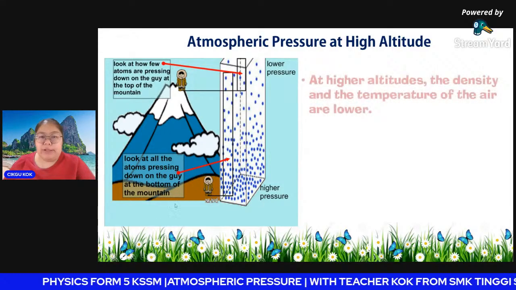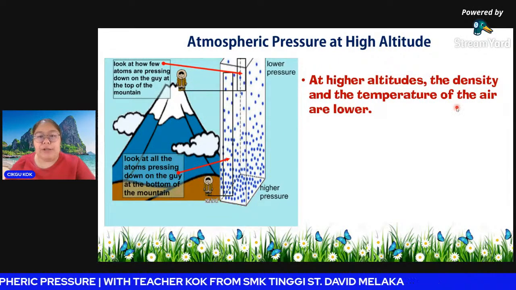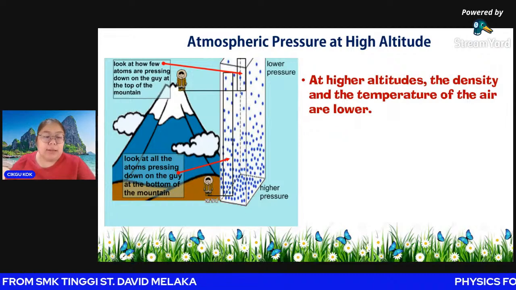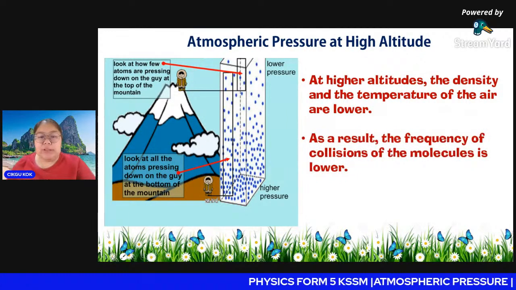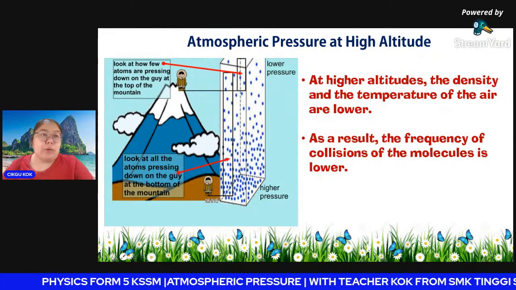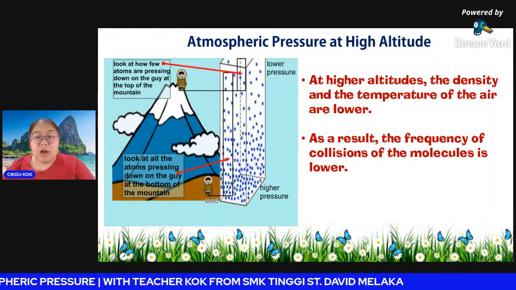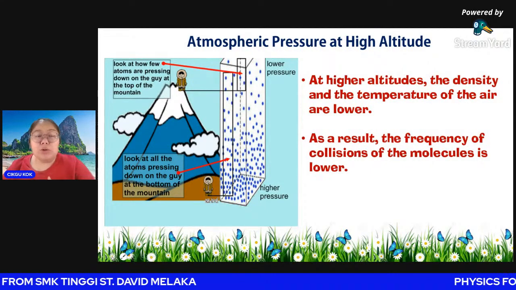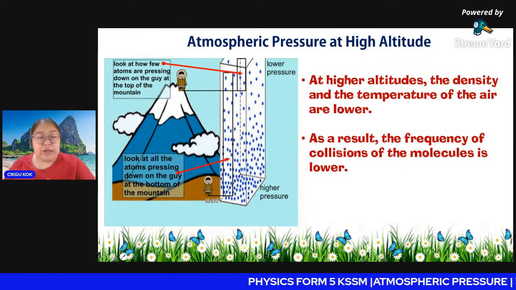Let's see the explanation. At higher altitude, the density and also the temperature of the air will be lower. Sure, the temperature becomes lower. Number two, as a result, the frequency of collisions. So when you go up the mountain, the temperature becomes low already. Low temperature means the collisions between the molecules become less. They do not collide with each other frequently. If they do not collide with each other, the pressure will drop.